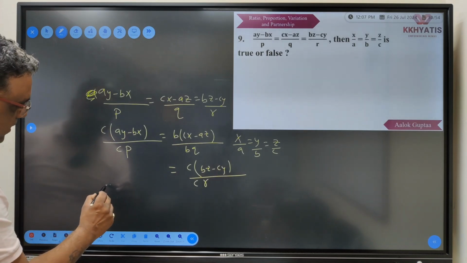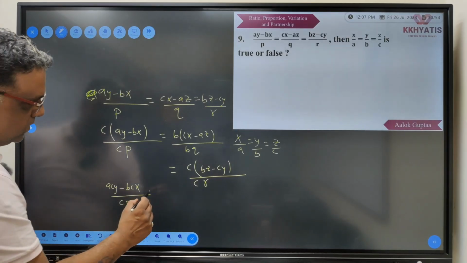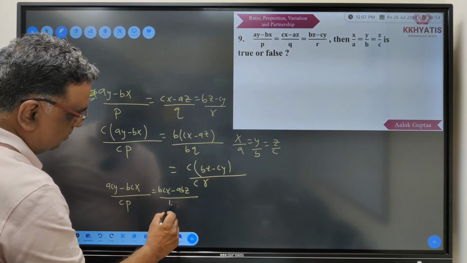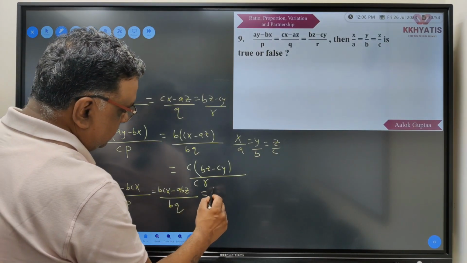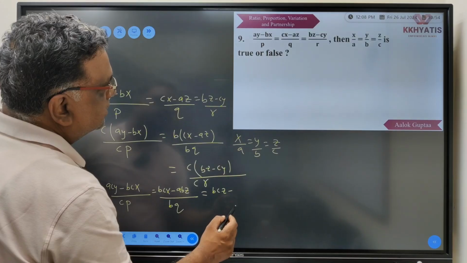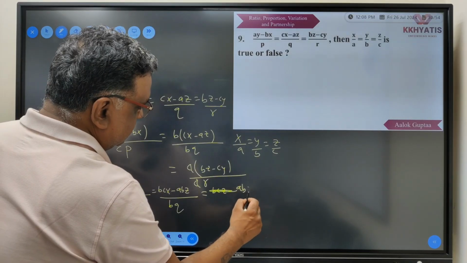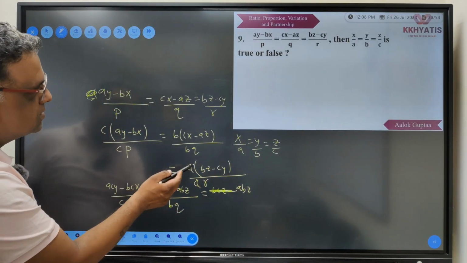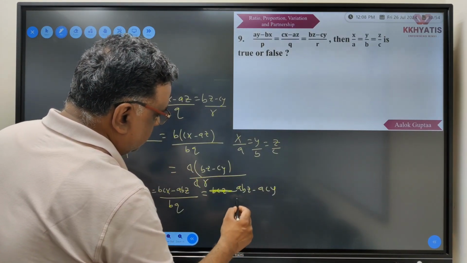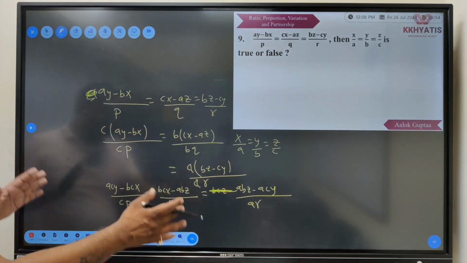So now this will become ACY minus BCX upon CP equals BCX minus ABZ upon BQ equals BCZ minus, so this will be by A, not C. So this will be ABZ, because here it should be by A, not C. So I had by mistake done C. So ABZ minus ACY upon AR. So now if these three quantities are equal, this is looking a little symmetrical to me.